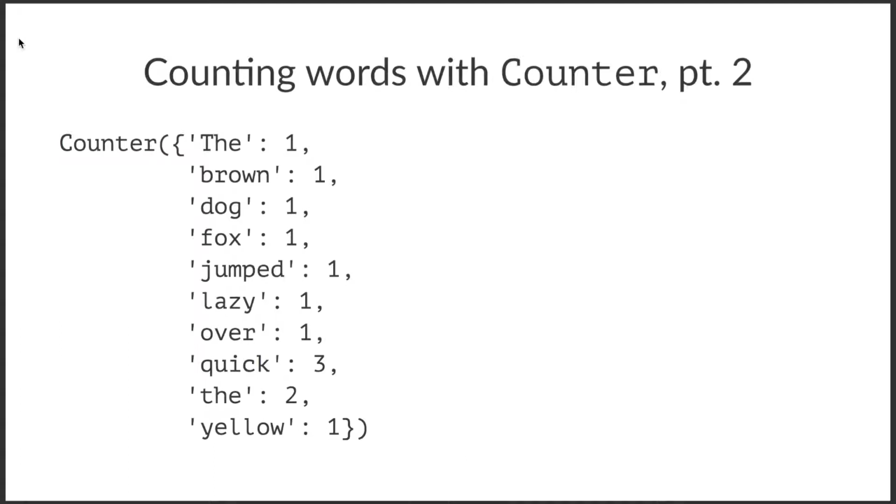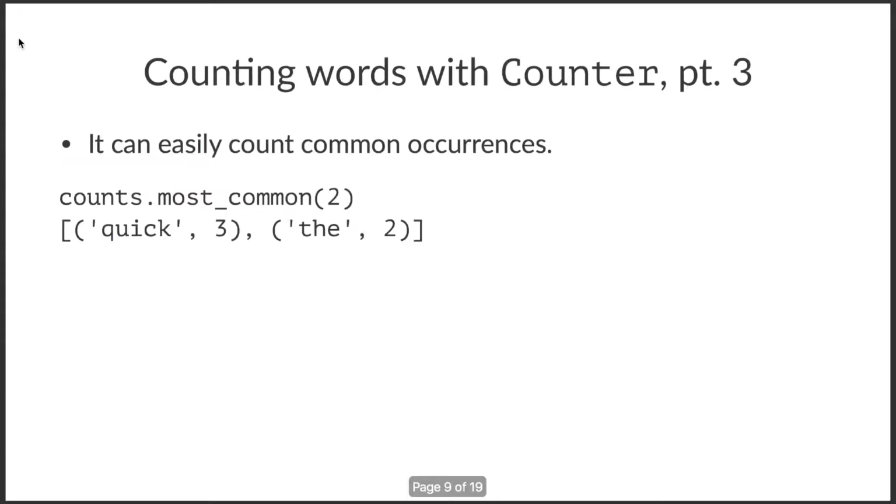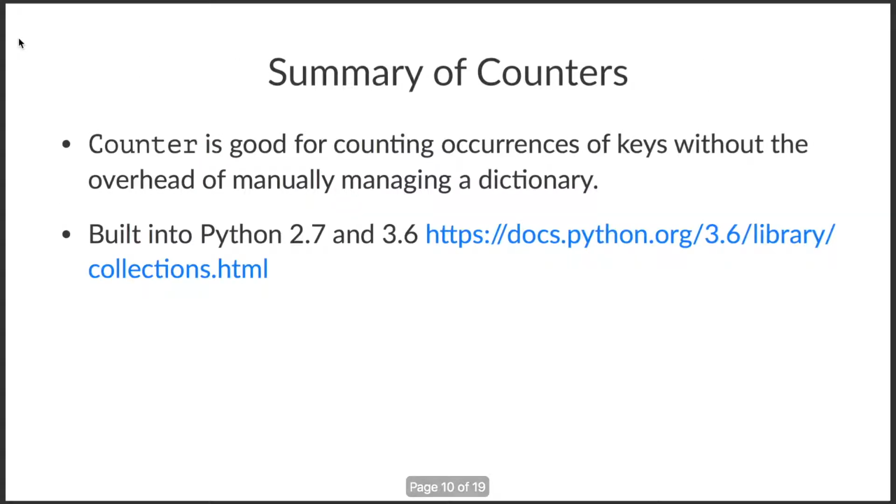Then we get a counter output, in which "quick" is represented 3 times, "the" is represented 2 times, and the rest of them just occurred once. Now, one of the other cool things with Counter, I think, is that you can get the most common. So if you want to get the most common 2 occurrences, in this case, you just do counts.most_common(2), and it gives you a list of tuples, with the first element of the tuple being the key that was passed, in this case the word, and the second one being the number of occurrences that was found.